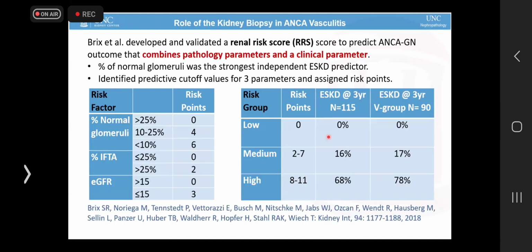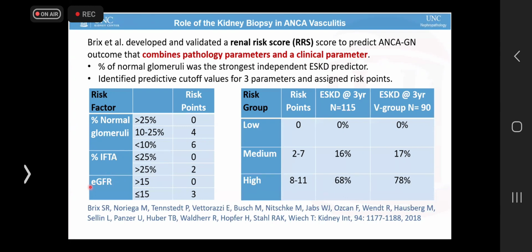So the final issue is the risk score. And the risk score combines a pathology parameter with a clinical parameter. And the parameter that's been identified as the most helpful, and again, the one you often have to deduce from the pathology report, is the percent of uninvolved glomeruli with respect to histology. So they're not sclerotic, they don't have necrosis and crescents. And also the interstitial fibrosis and tubular atrophy, which has been shown in virtually every form of glomerular disease to be a marker of outcome.